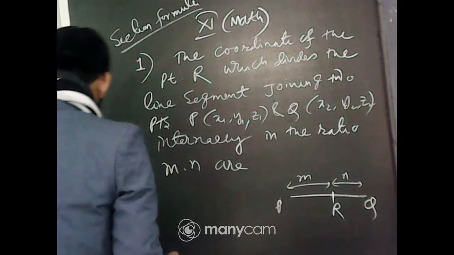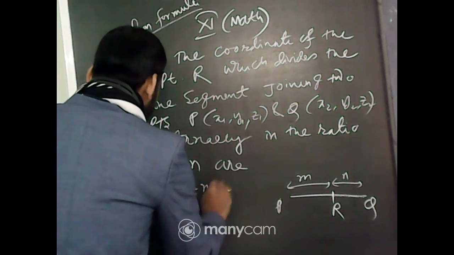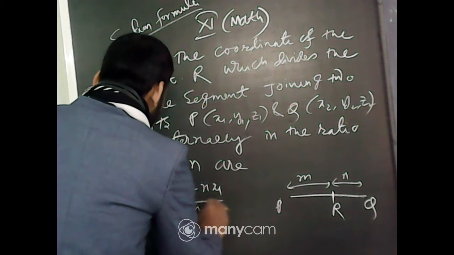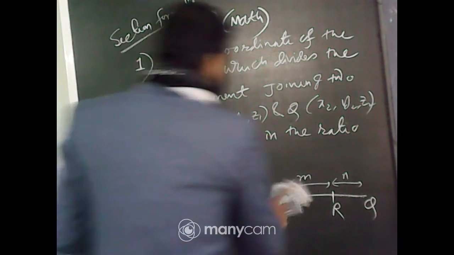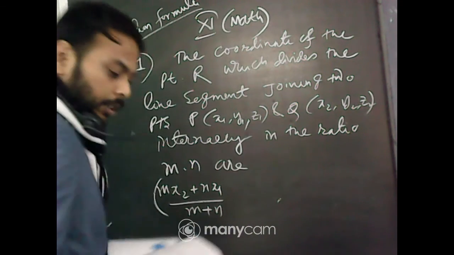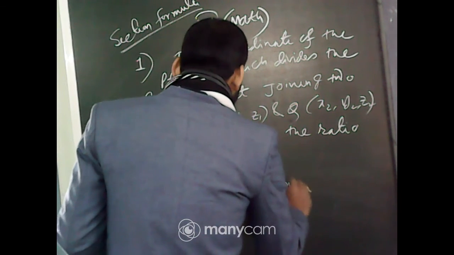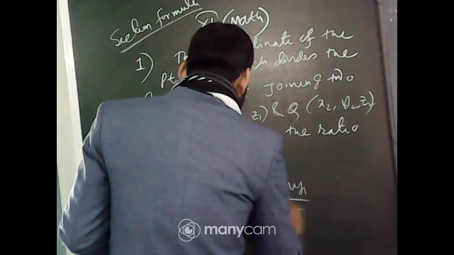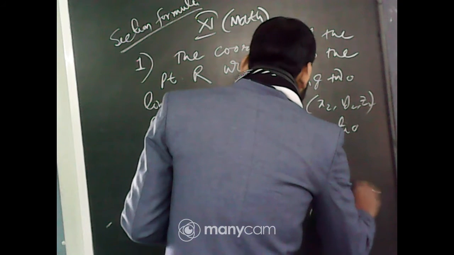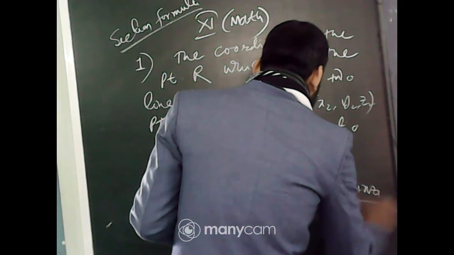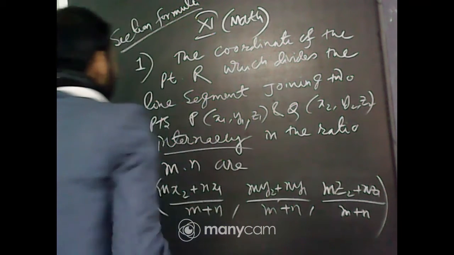will be mx2 plus nx1 by m plus n, I am erasing the figure here for writing the formula, comma, my2 plus ny1 by m plus n, and the last one, mz2 plus nz1 by m plus n. That is internally.